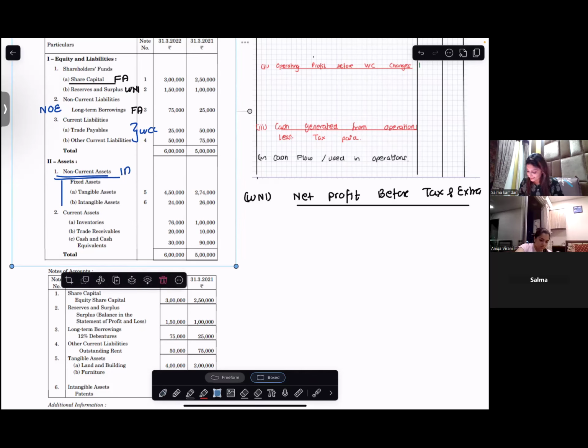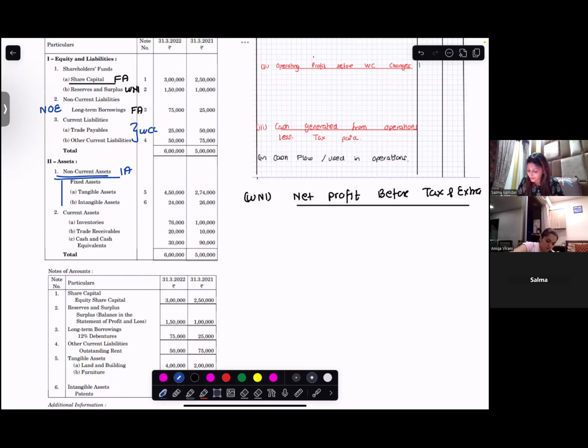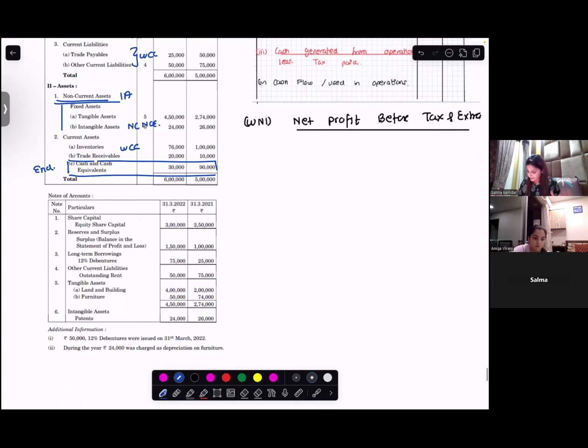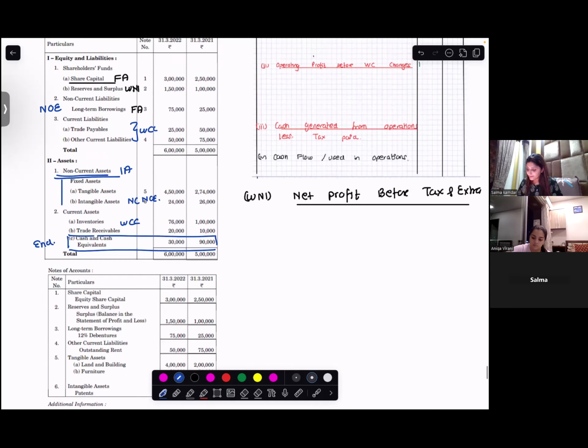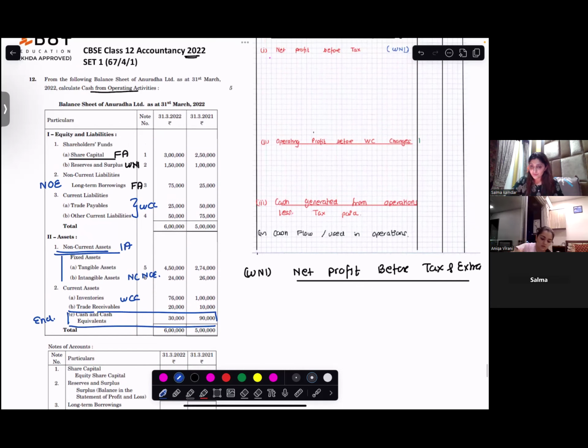In that, the intangible assets, normally goodwill or patents, would come in non-cash non-operating expenses if it is goodwill and patent. You have to go and check. Current assets are working capital changes. Cash and cash equivalents is an exception, and it will go at the end. Now with this we will start. I only want to make the operating activity.